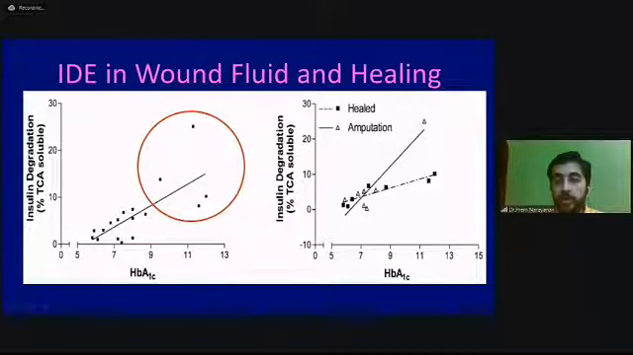And on amputation, you can see here that when the A1C level increased, the IDE increased, and the patients have more risk for amputation. So that is another important point.